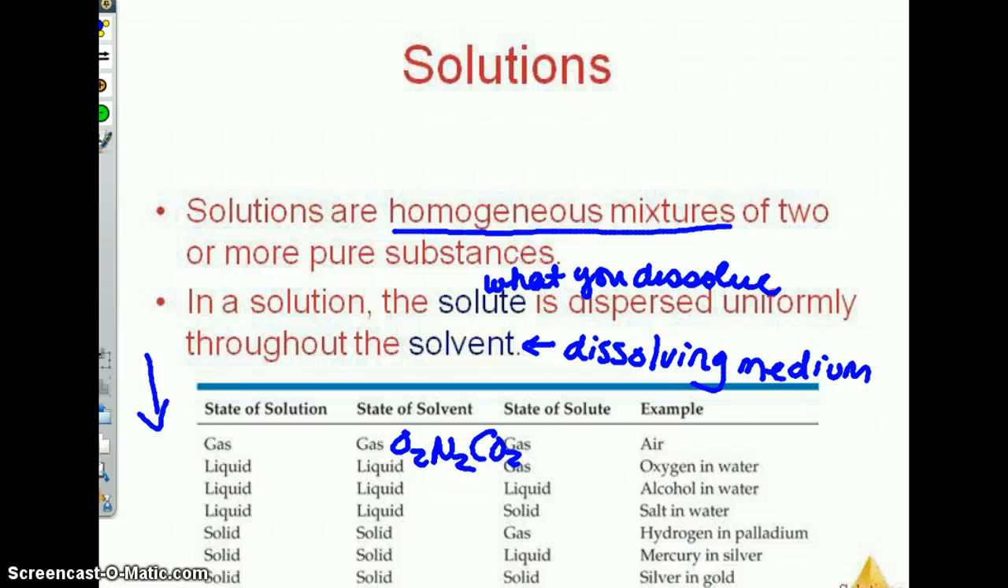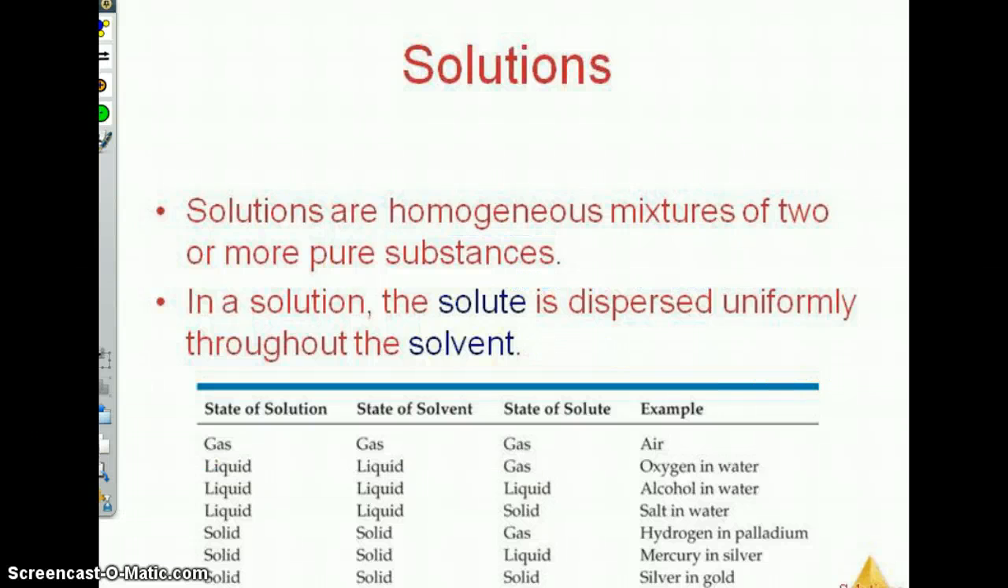Another example is a liquid solvent with a gas dissolved in it, like oxygen and water. In that case, the solvent is a liquid, which means the state of the solution is also going to be a liquid. The next one is the one I wanted to talk about, a liquid and a liquid, such as alcohol mixed with water.